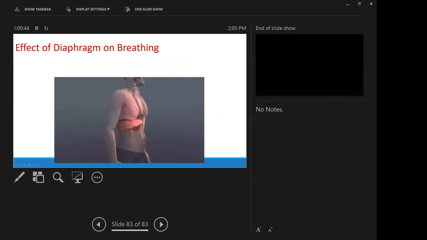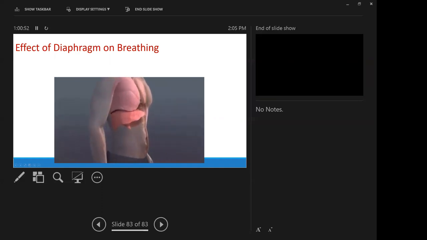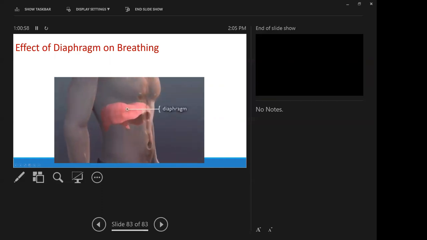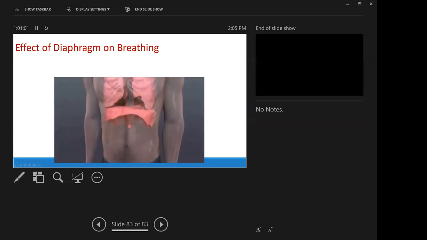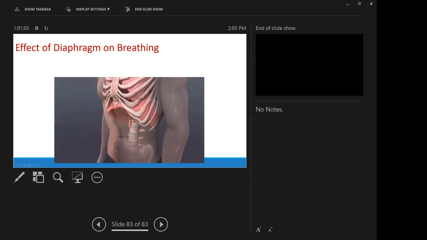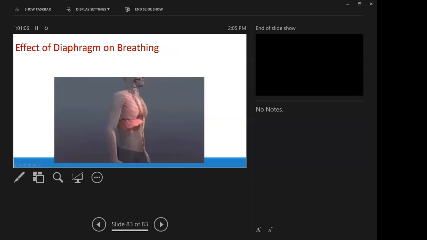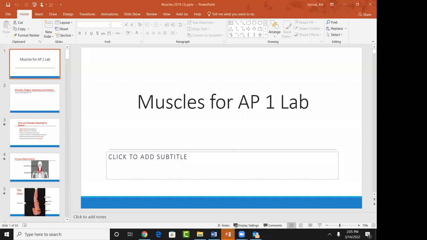And you can see here, as it goes down, it's when it's contracted. And when it goes down, the ribs are going to rise up at the same time. You'll see here in a second when the ribs show up. There's the diaphragm. There are the ribs. When the ribs elevate, the diaphragm goes down. And so we increase the size of the chest cavity to suck in more air. And that is everything I want to show you on the muscles.